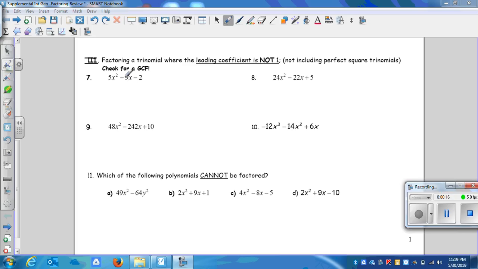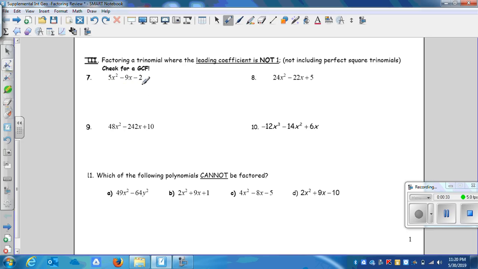The first thing you should always do for any type of factoring problem is just check for a greatest common factor. So I'm looking at all of the coefficients and constants in the problem, and I can see that the greatest common factor of 5, 9, and 2 is a 1. So I'm not going to be factoring out a greatest common factor.